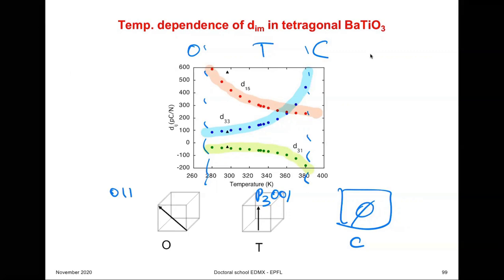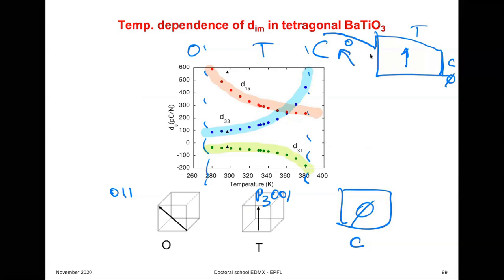So as we are heating the material toward the cubic phase, polarization will do something like this, and then it's 0. And when we go to the orthorhombic phase, polarization goes like this. So cubic, tetragonal, and orthorhombic. Okay, polarization is like this. Here it's 0, and here it will be under an angle.